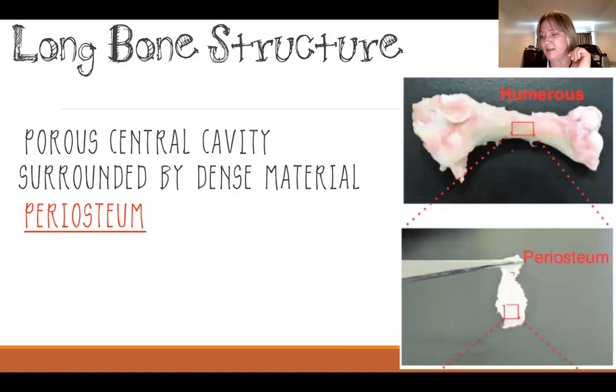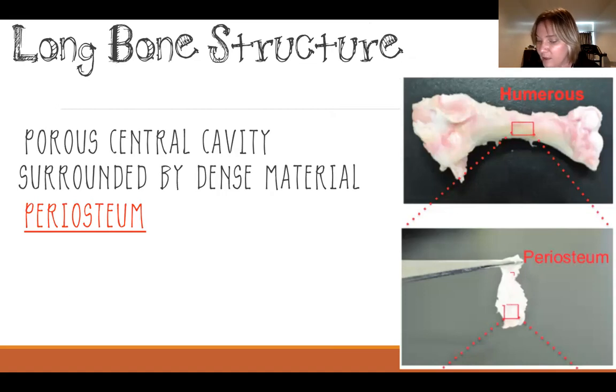So let's look at the structure of bones. It has a porous central cavity. That's where the blood vessels and nerve endings run through. And it's surrounded by a dense material called the periosteum.